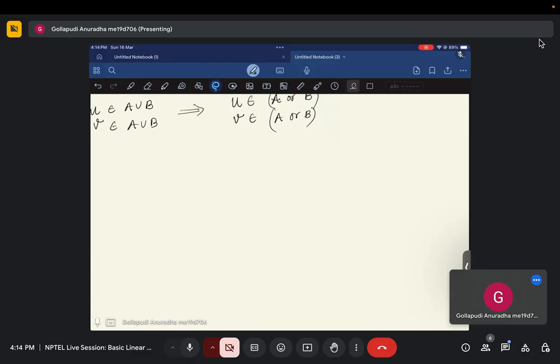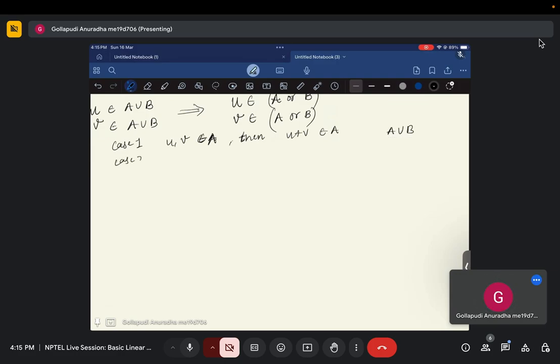Okay, so let's see some cases here. For example, u and v belong to A. Then u plus v will also be in A, right? Which means you can say that it is in A union B also. If u and v are definitely belonging to A, then u plus v belongs to A because A, as I said, is a subspace. So it will be there in A union B also.